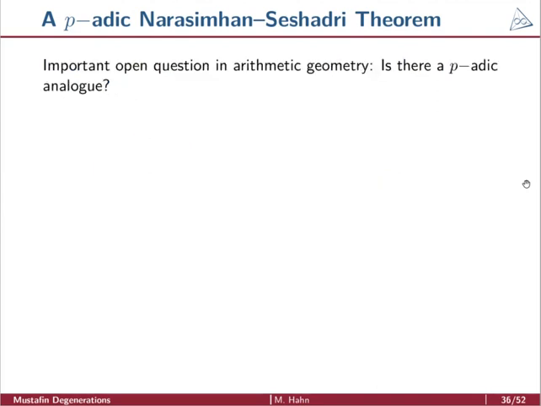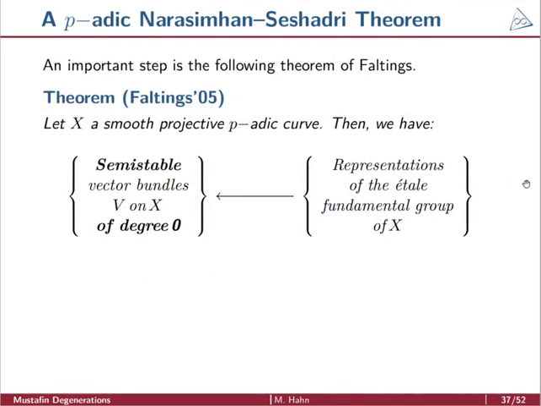And in particular focuses the question, is there a p-adic analog? So this question is of particular interest. And this is still an open problem, but an important first step was done by Faltings in 2005, who proved the following. So let x be a smooth and projective p-adic curve. Then one direction of a p-adic analog holds.